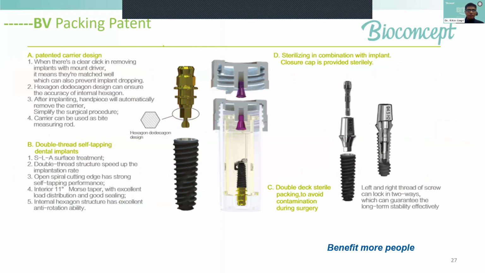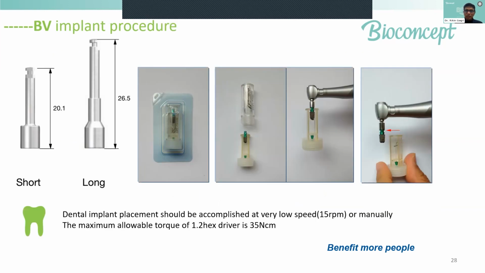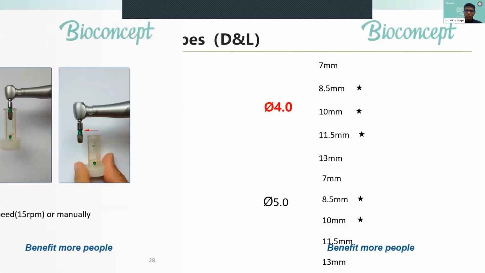So the BV packing system is as we had shown, and we will show you again also that it comes in triple layer: the box, the blister pack, and the final packing, which contains your implant with the implant carrier, and the purple thing that you see is the cover screw over here, which is to be used for each case individually. And then what you need is the impression coping, lab analog, or the implant analog, and the transfer abutment as the final. You need the implant carrier, which is short and long depending upon the mouth opening that you have.